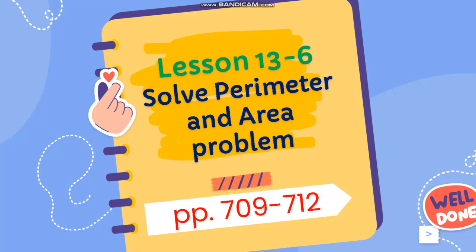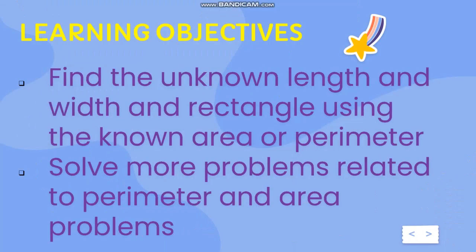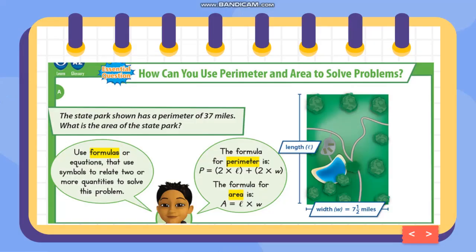This is lesson 13-6, and you will find this lesson on pages 709 to 712 of your book. Here are the learning objectives for today's lesson. You're going to find the unknown length and width of a rectangle using the known area or perimeter, and solve more problems related to perimeter and area.